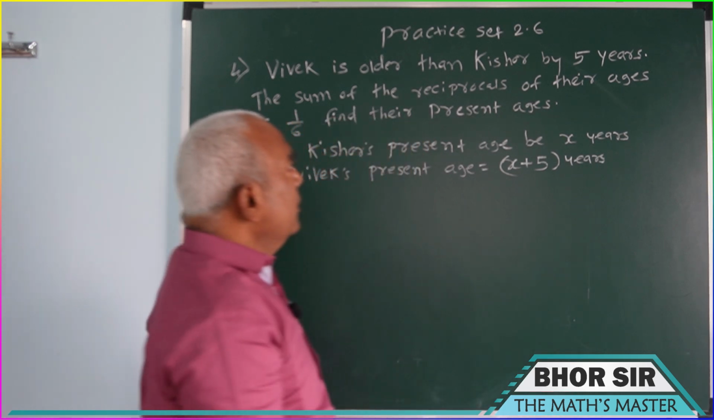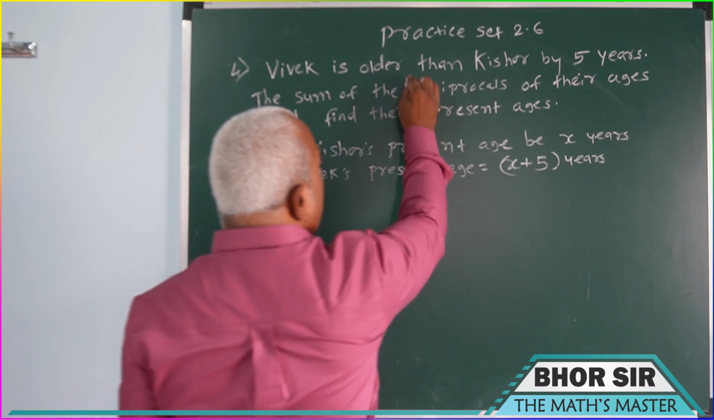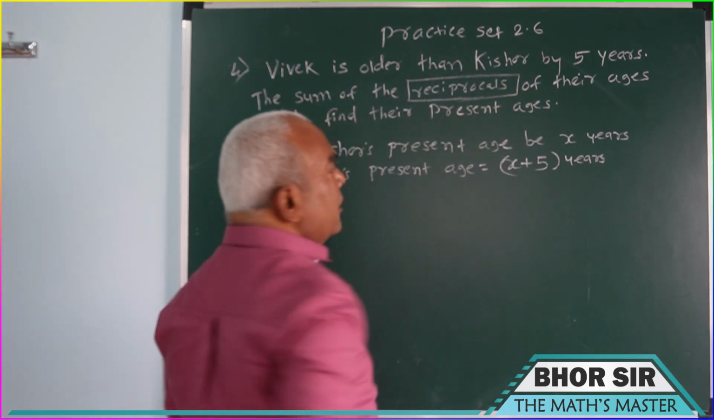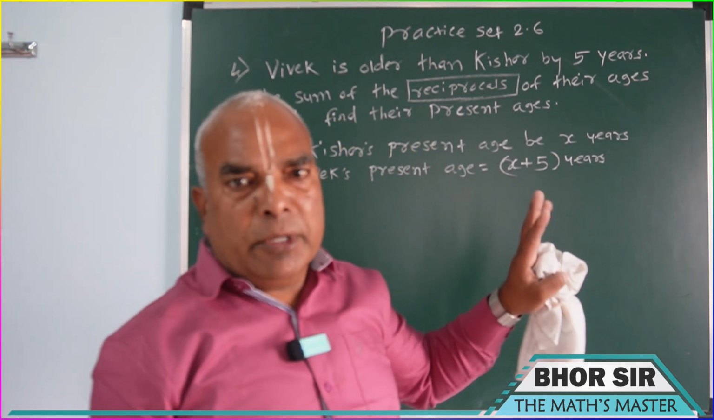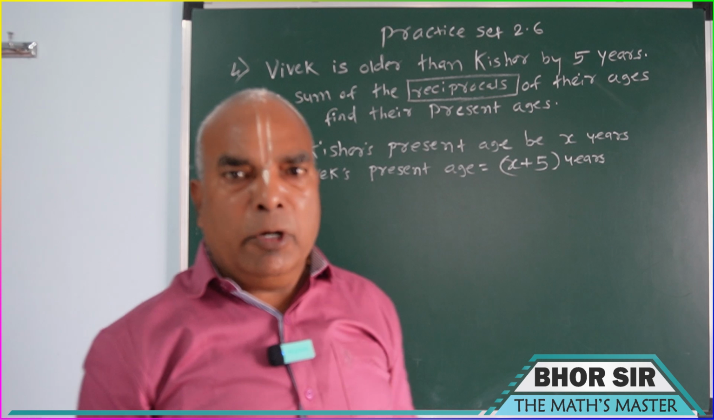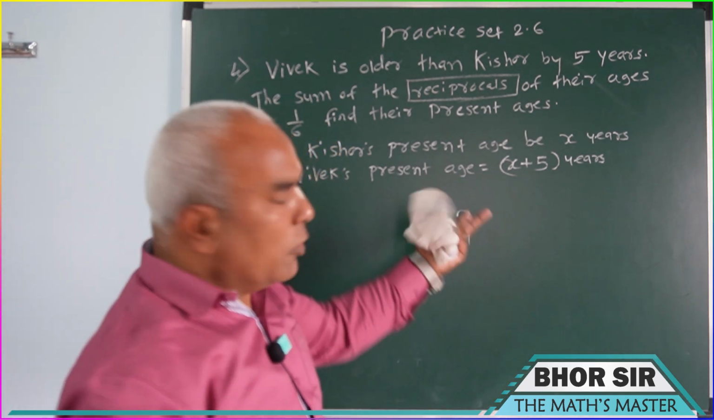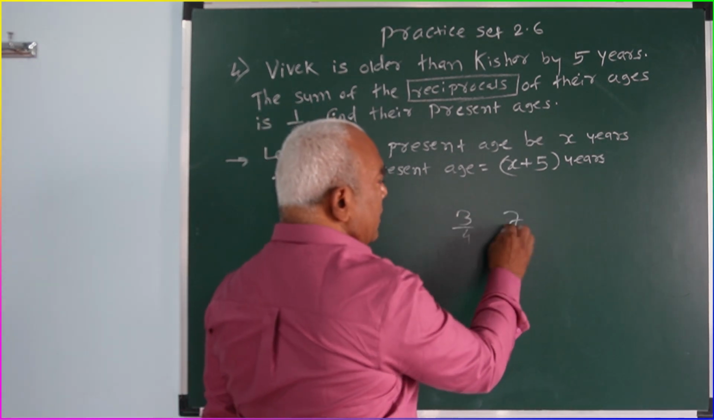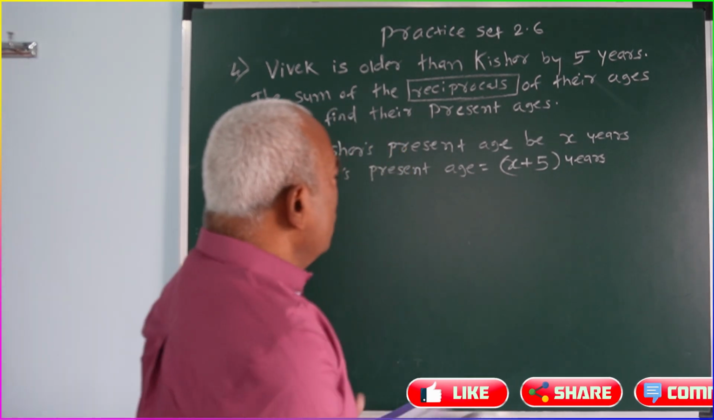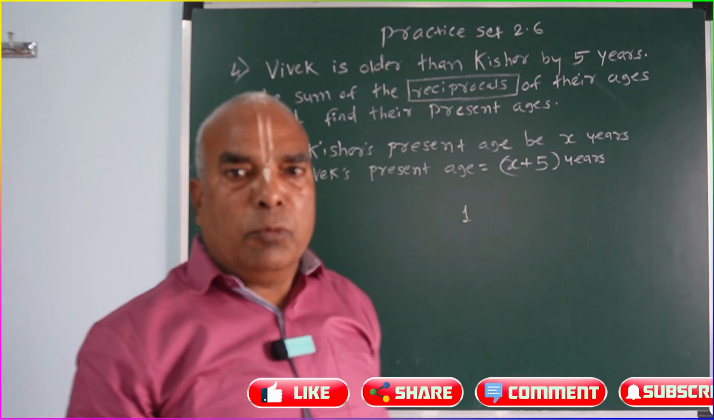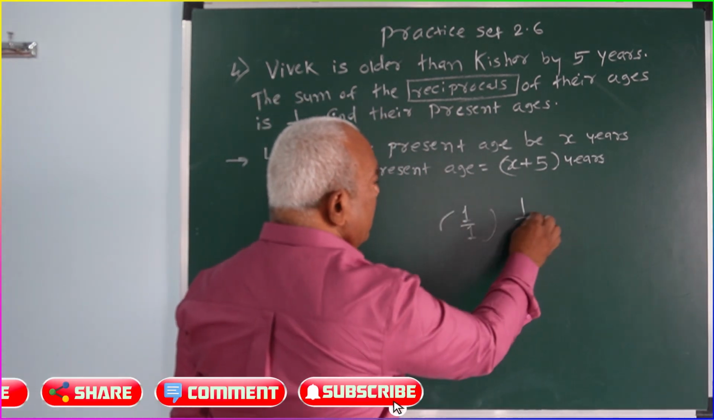Now, what is the condition? Sum of the reciprocals of their ages. Here, the important word is reciprocal. Reciprocal means we write the number such that the denominator becomes the numerator and the numerator becomes the denominator. For example, the reciprocal of 3 upon 4 will be 4 upon 3. The reciprocal of 7 upon 8 will be 8 upon 7. Suppose only 1: the reciprocal of 1 will be 1 only, because 1 means 1 upon 1, and its reciprocal is again 1 upon 1.